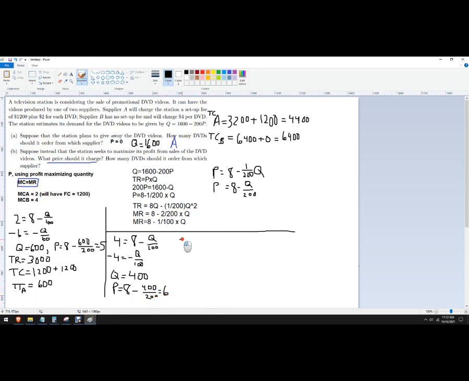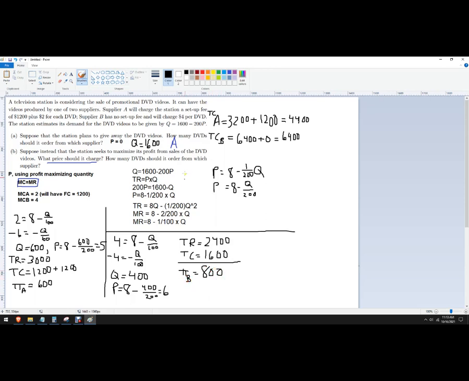Okay, so total revenue is going to be 2,400, and then total cost is going to be the DVDs times the marginal cost of producing each one. So that would be 1,600. Profit is whatever the difference between total revenue and total cost is. So that's going to be 800 if I use Supplier B.